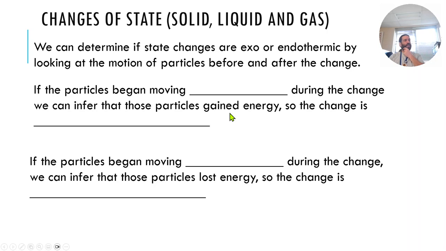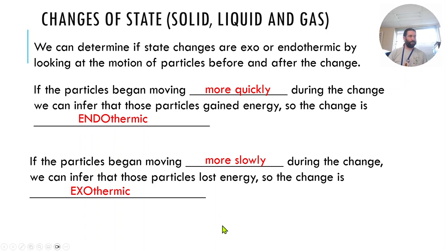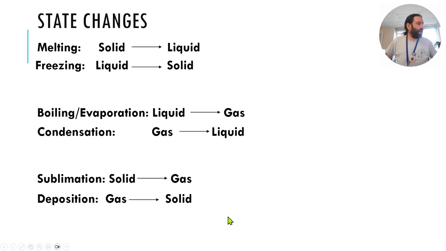So if the particles begin moving faster or more quickly during the change, well, you can infer that they picked up energy along the way. If they gained energy, that means the change is endothermic because endo means energy goes in. If the particles start moving more slowly during the change, well, if you start fast and end up slow, you can infer that you lost energy. And if you lose energy, if energy goes out, that change would be exothermic. So here are examples of all the state changes you're responsible for.